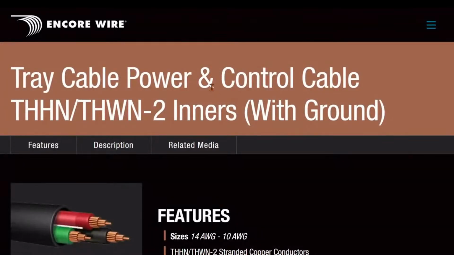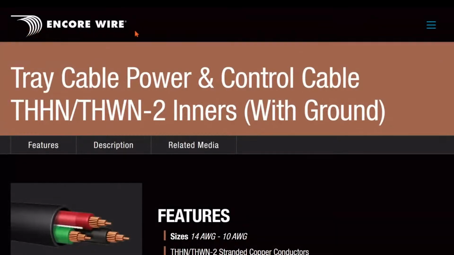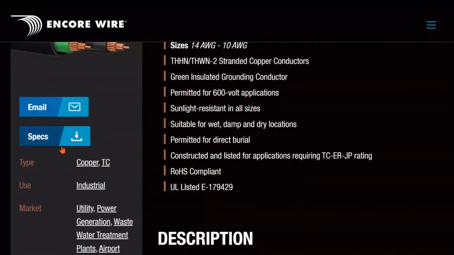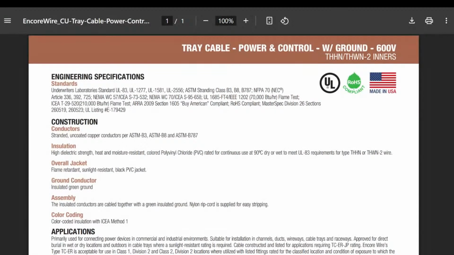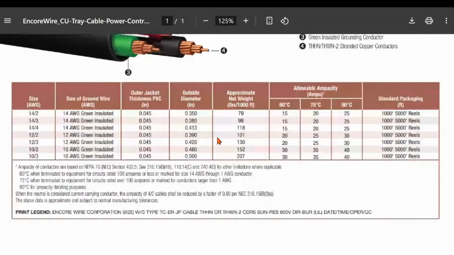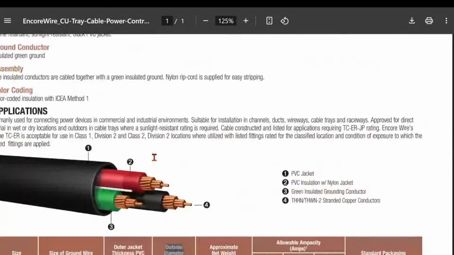Okay, so if we were over on this website for this company, whatever company that may be, and we went and downloaded the specs for the product right here, I'm going to click on spec, and let's share this. All right, here's the spec for this tray cable, and I come down here and I have some values right here. So here's the total outside diameter right here. Okay. So that's the smaller stuff.